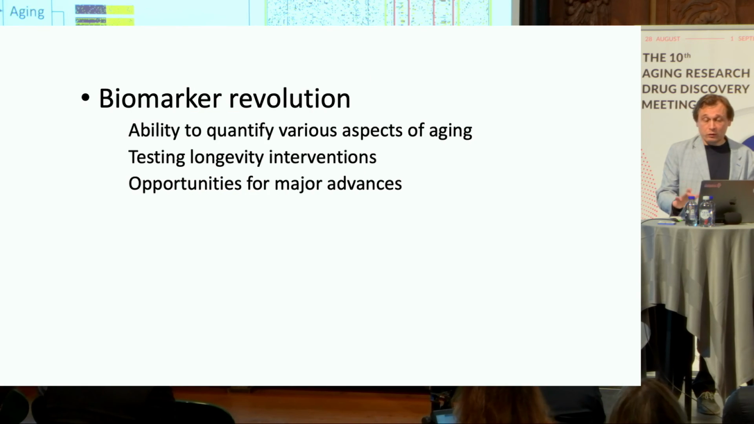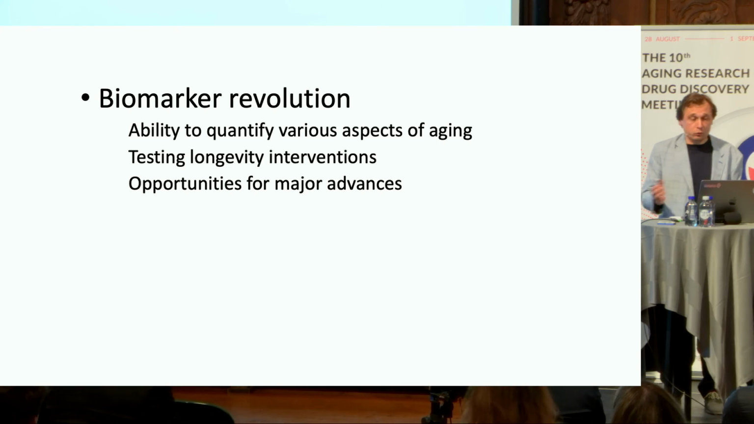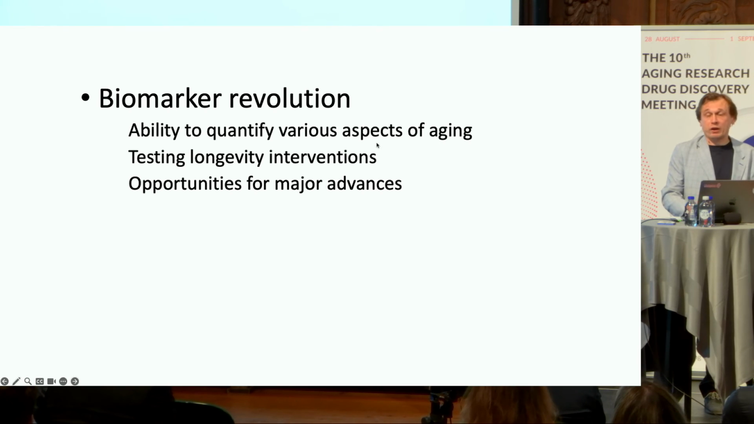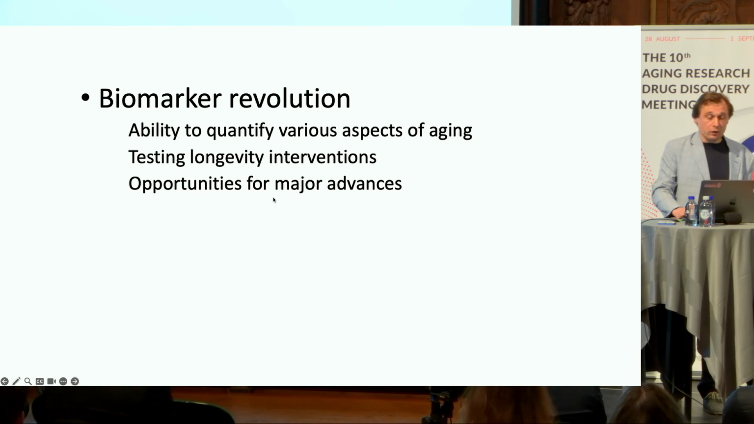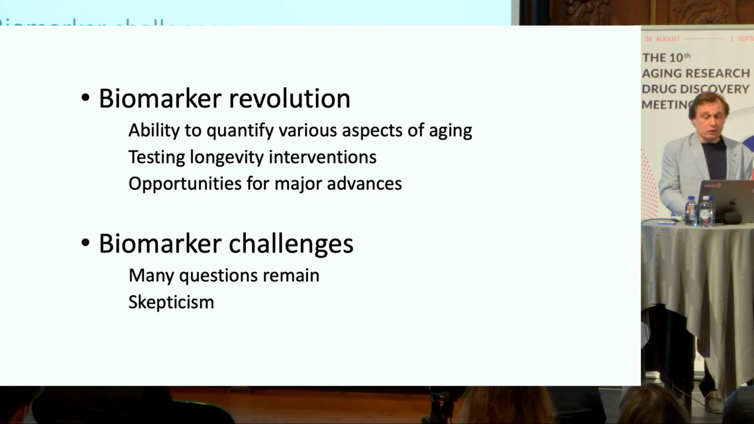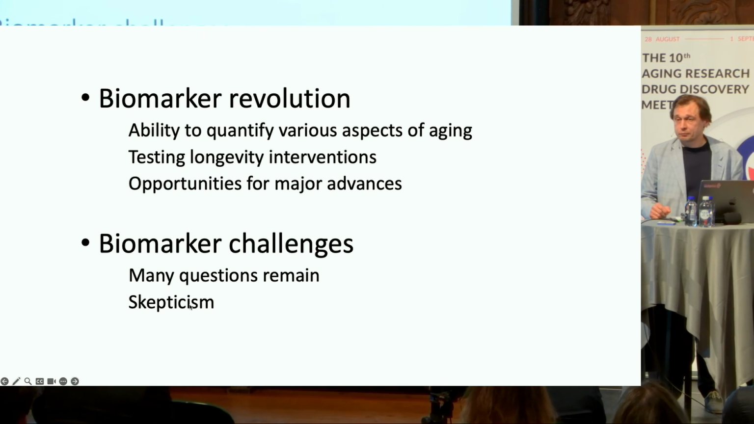And so as a result, we have biomarker evolution. We have the ability to quantify various aspects of aging, test longevity interventions, and there are opportunities for major advances, and major advances already have happened. And yet, there are challenges. Many questions remain, and there's a consistent skepticism, as you can see, in the field.